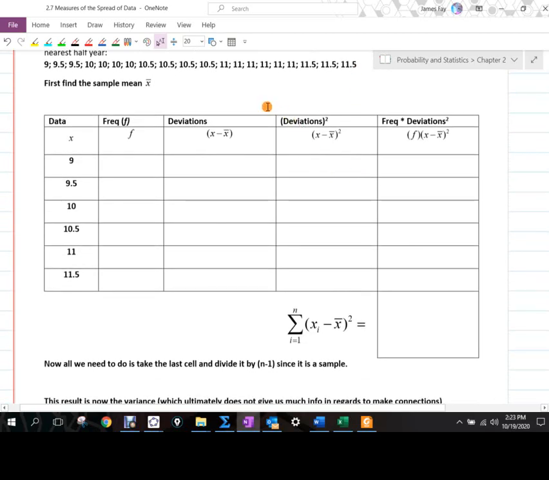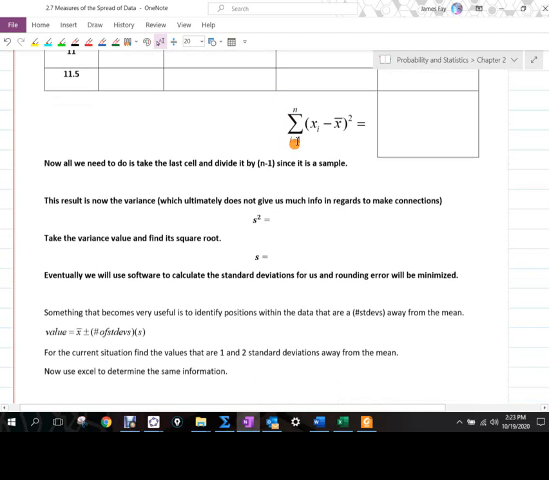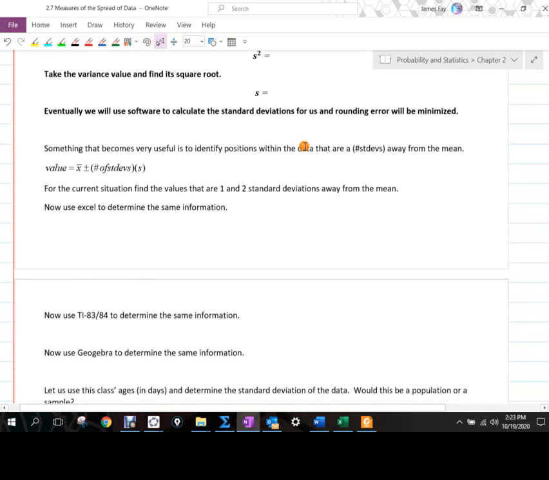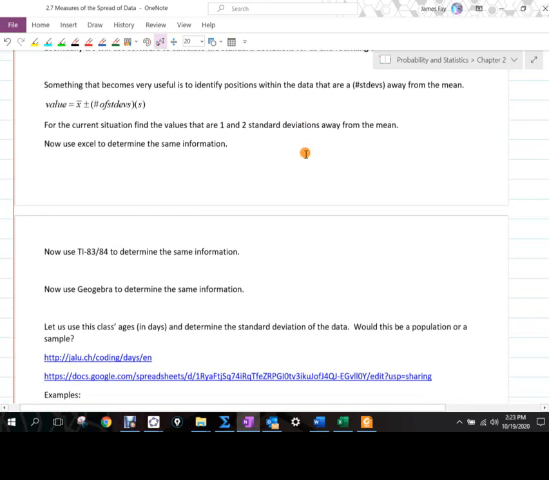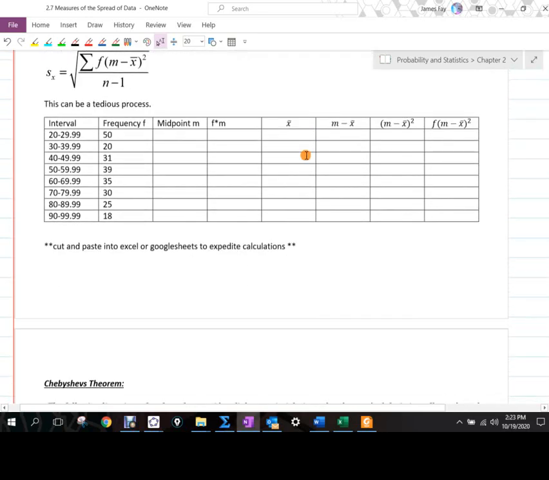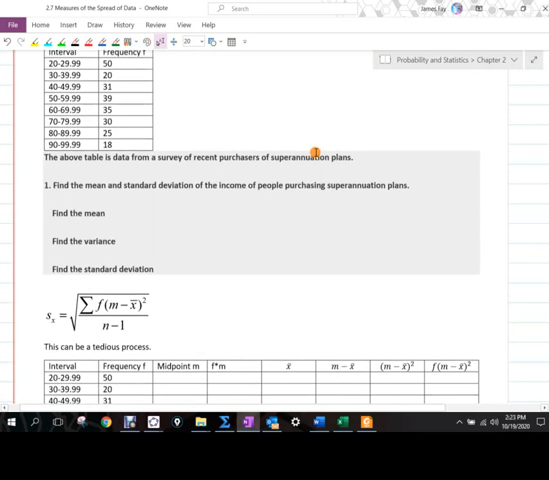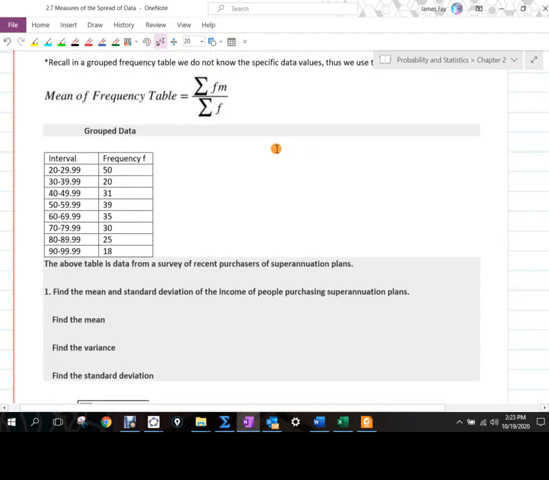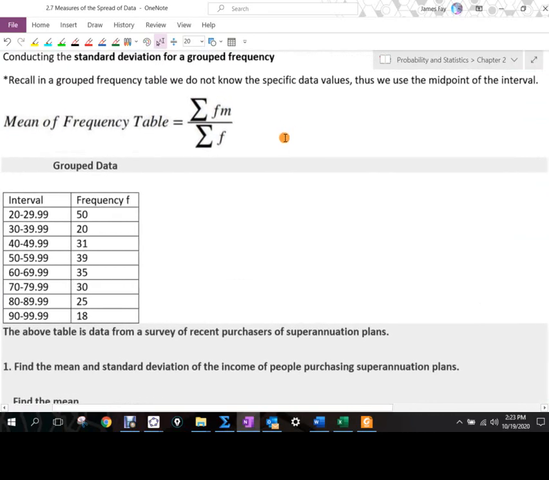So that's what the last couple of videos discussed, how we deal with standard deviations, okay? I want to scroll down here. We're going to talk about a grouped frequency distribution. I mentioned this when we talked about the averages.